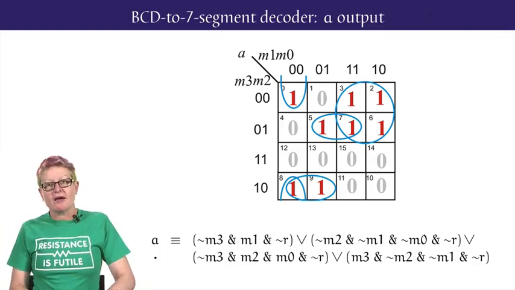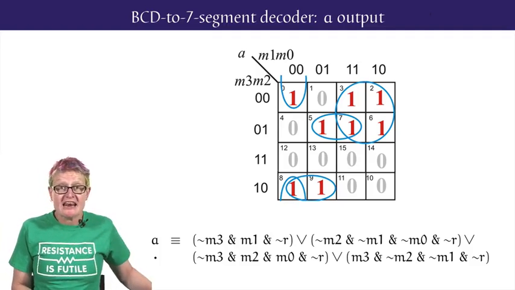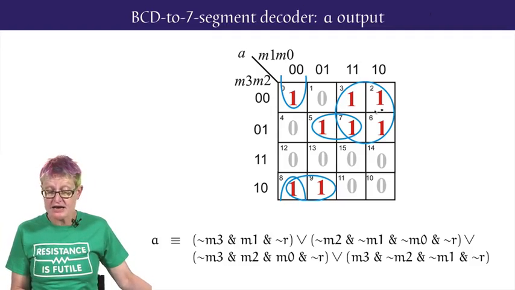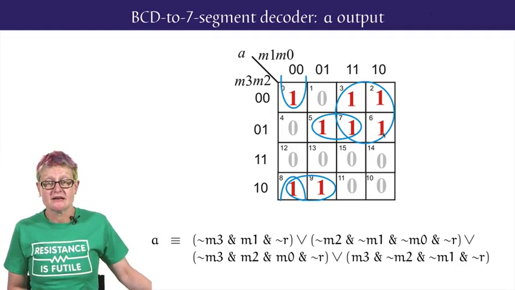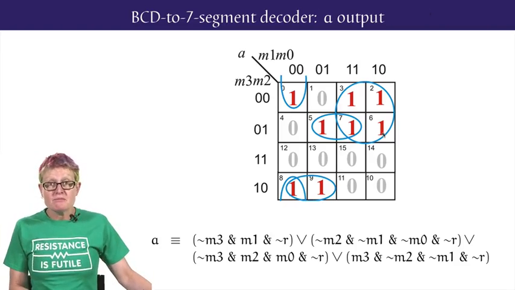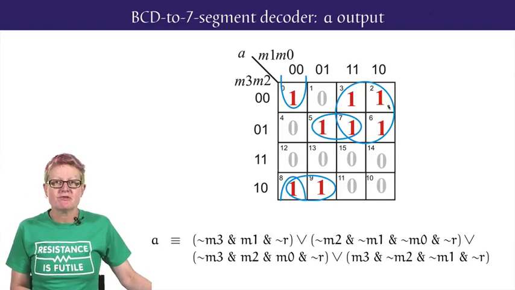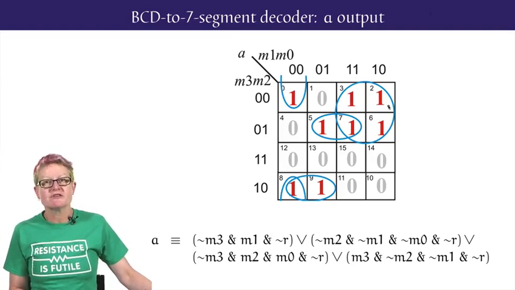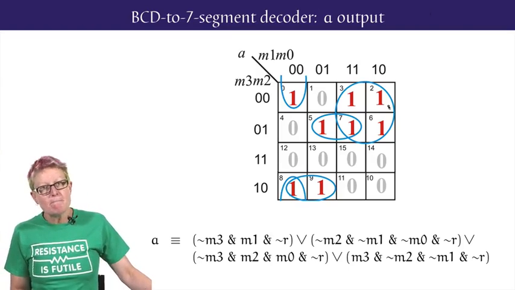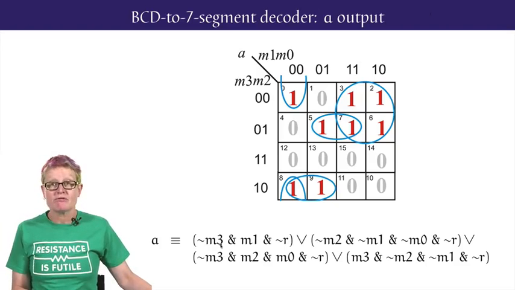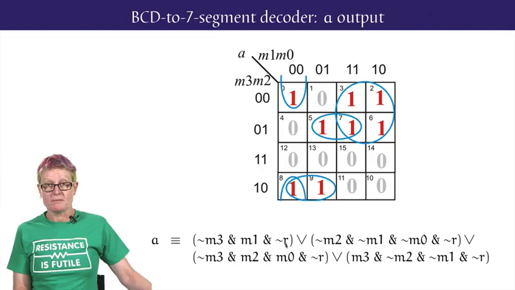Next, we start looping. The biggest loop we can get here is of size 4, covering cells 3, 2, 7 and 6. For this loop, M2 and M0 are cancelled, and the remaining bit values for M3 and M1 are 0 and 1 respectively. So combining with the extra conjunct not R, we get the conjunction not M3 and M1 and not R for this loop.